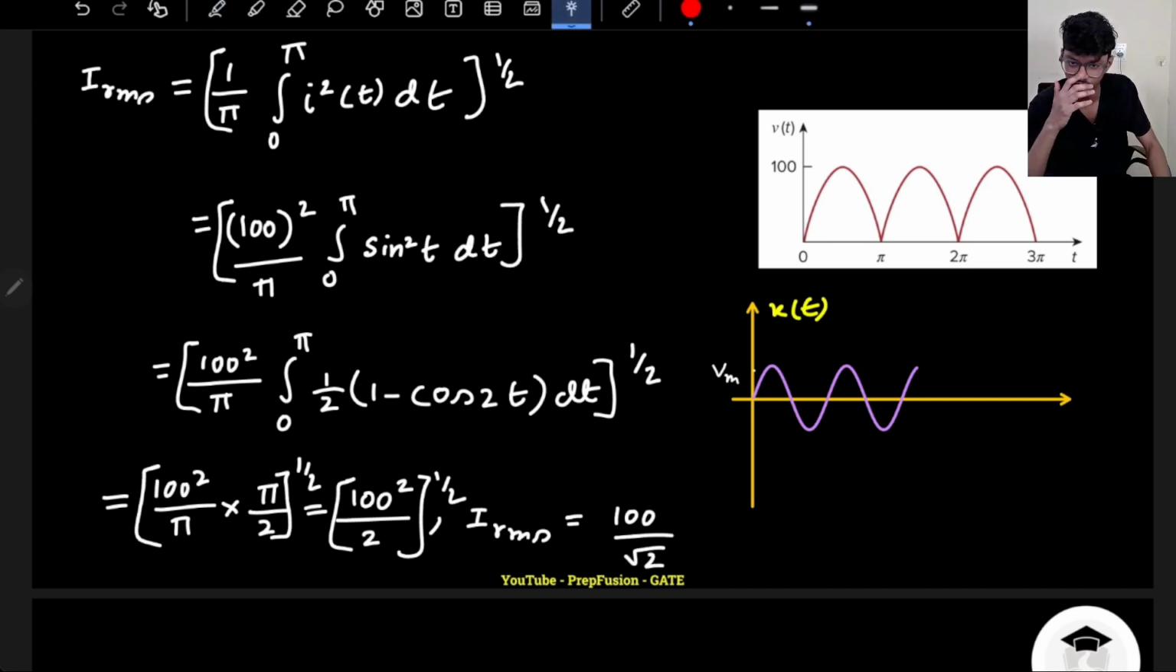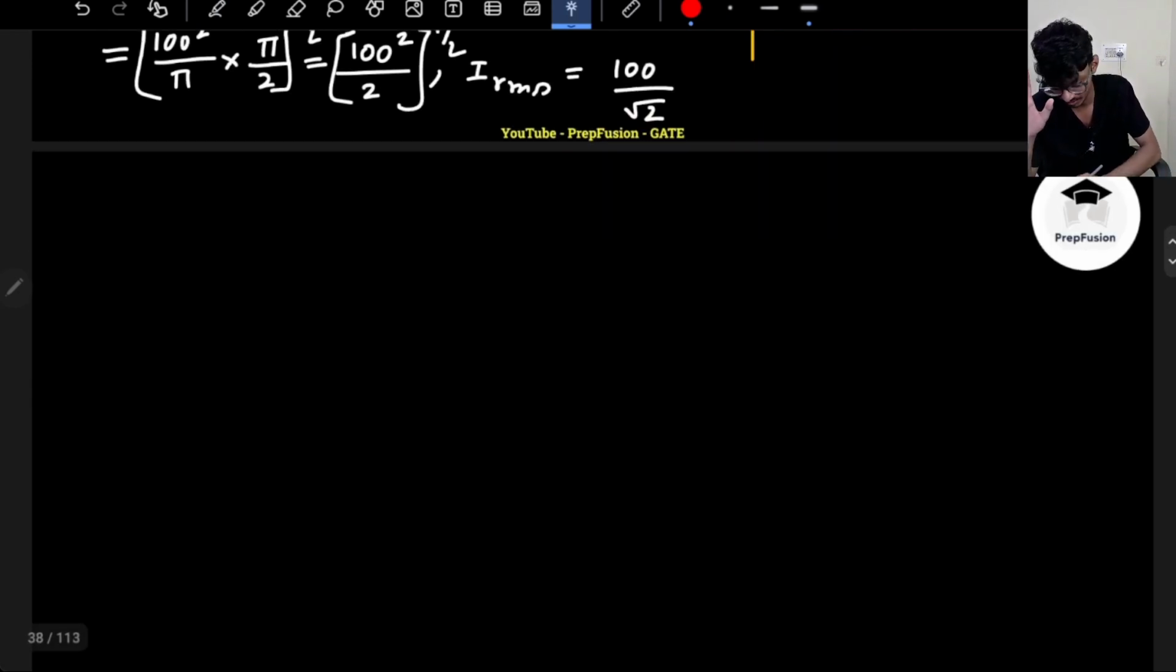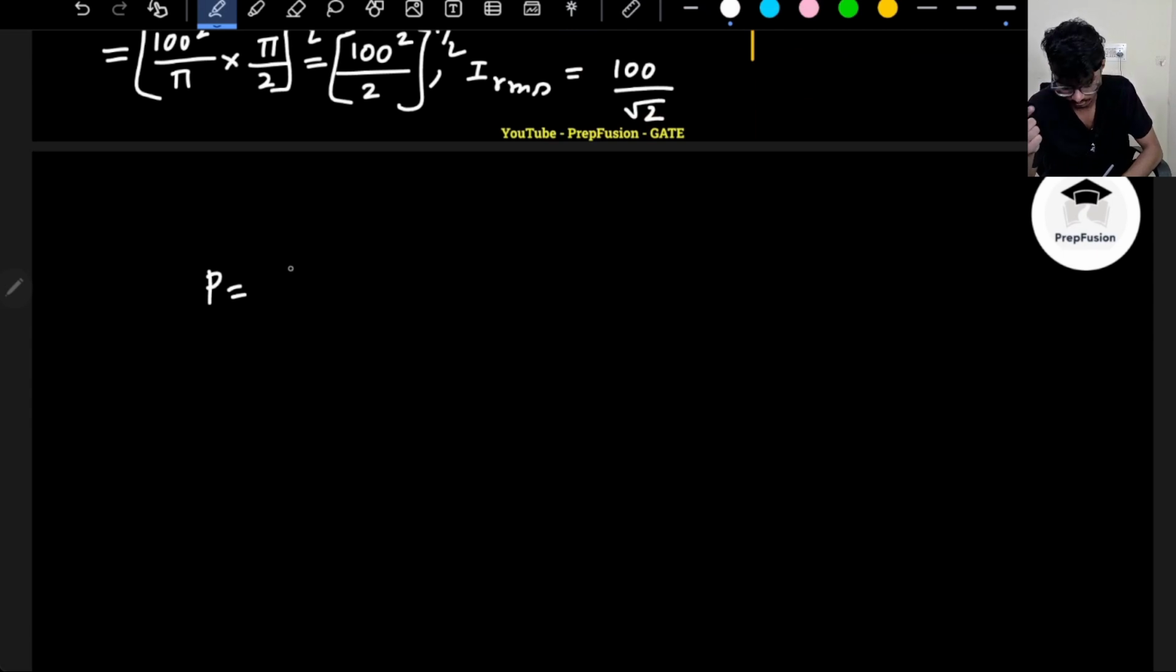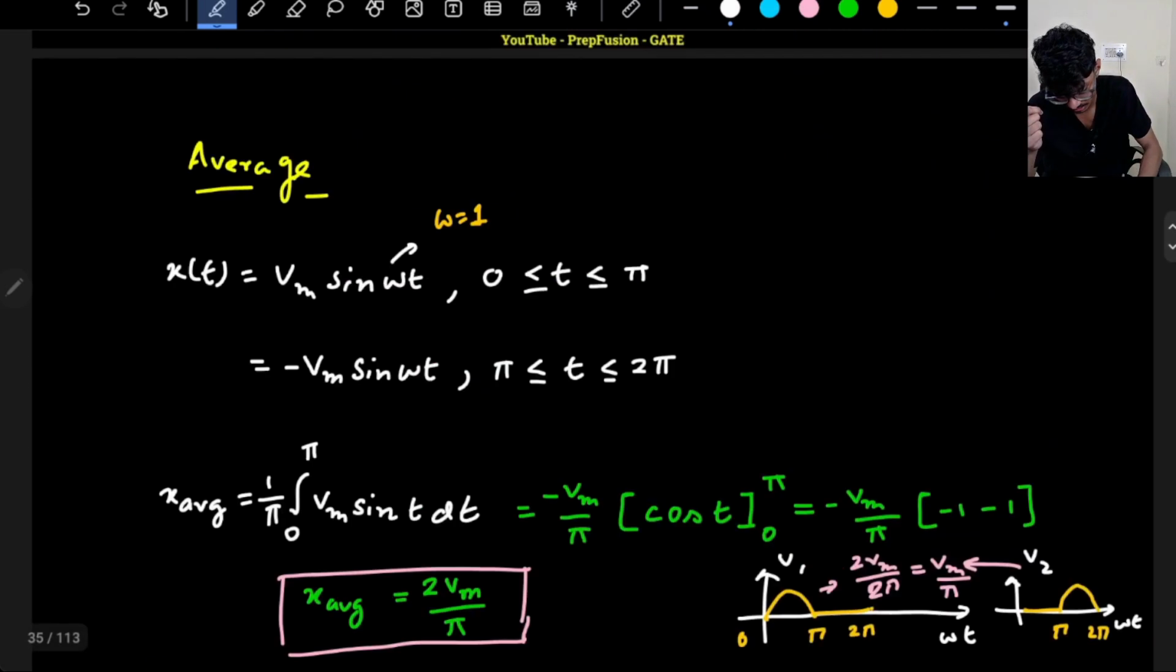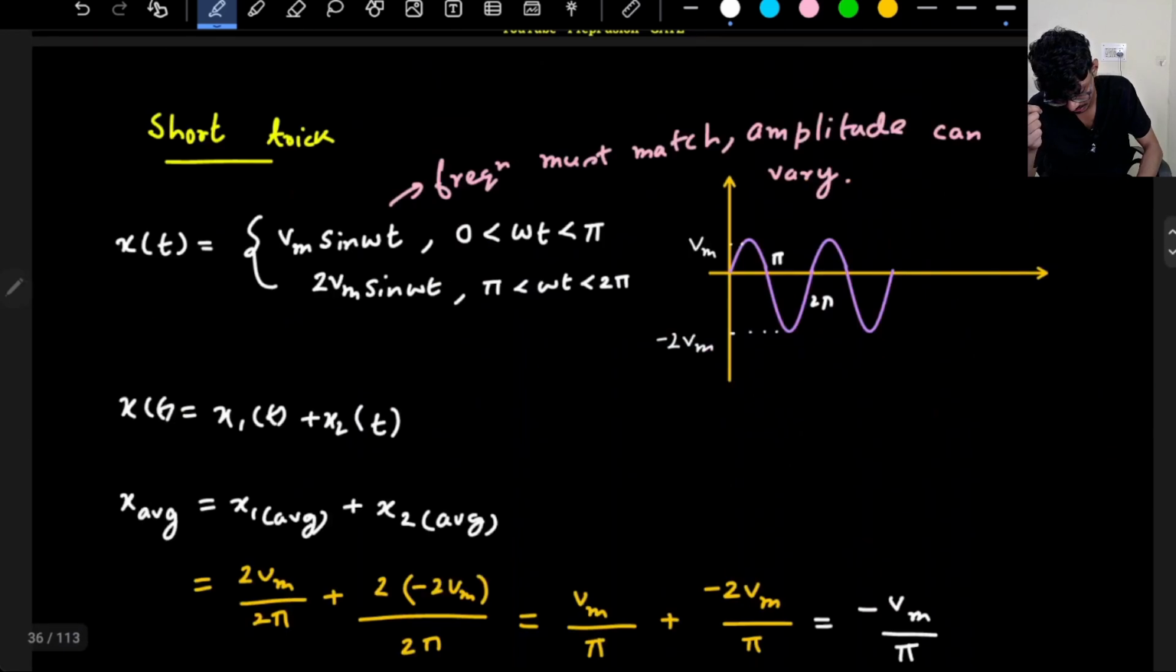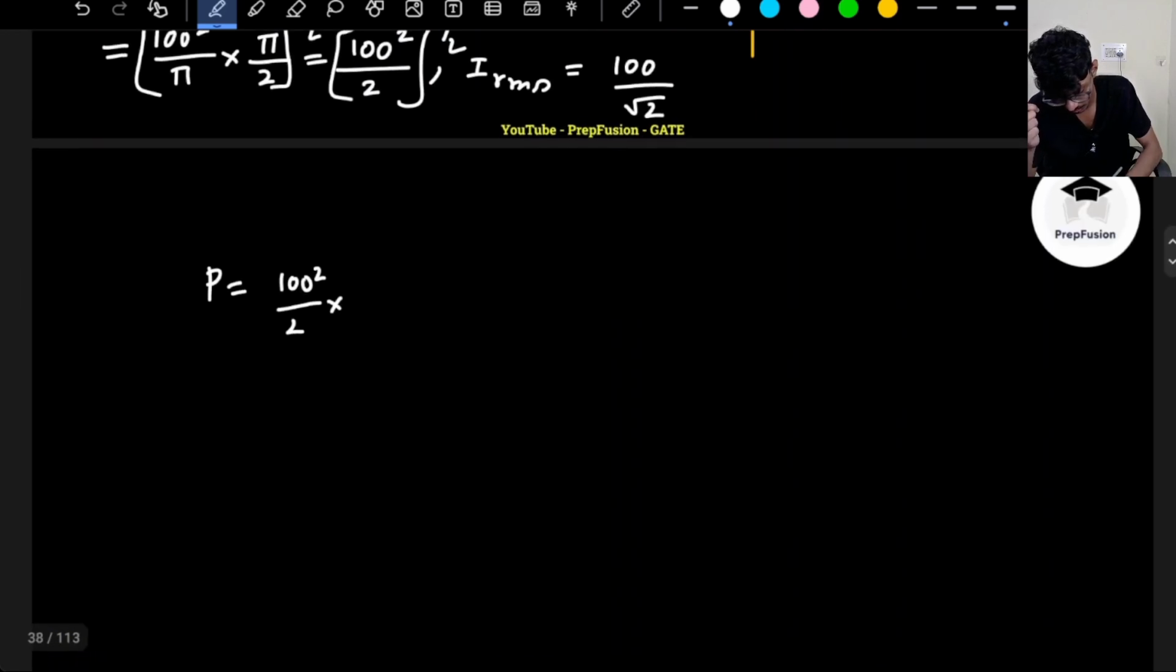Basically, what is the RMS value of any sinusoid? Vm by root 2. The same is happening here, Vm by root 2. So like we did so much work. So our power will be what? Power will be IRMS whole square into R. So IRMS whole square is 100 square divided by 2 into R. R is 6 ohms.